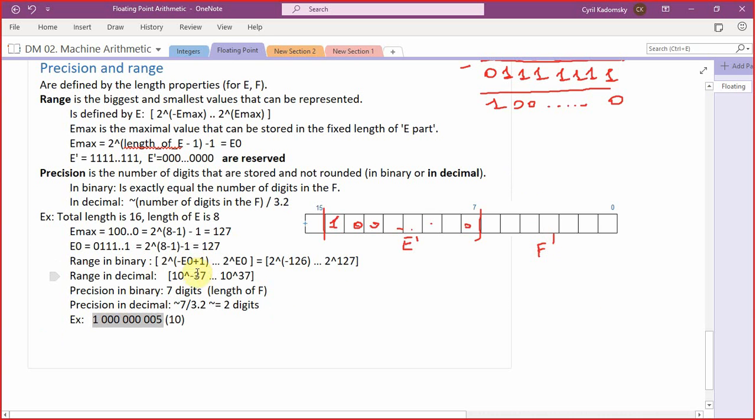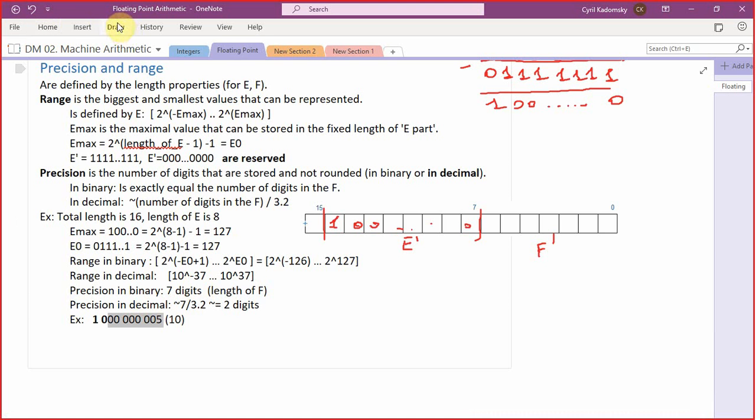well, it's far less than 10 to the power 37. But what is the precision? Only the first two digits are meaningful, all the rest are rounded. So we don't know if it is a billion and 5, or a billion and 1,005, or a billion and a million 5. All will be the same, all will be rounded to the same number. Only the first two digits are meaningful, and all the rest are just random. They were just randomly converted from binary, and we cannot use them.